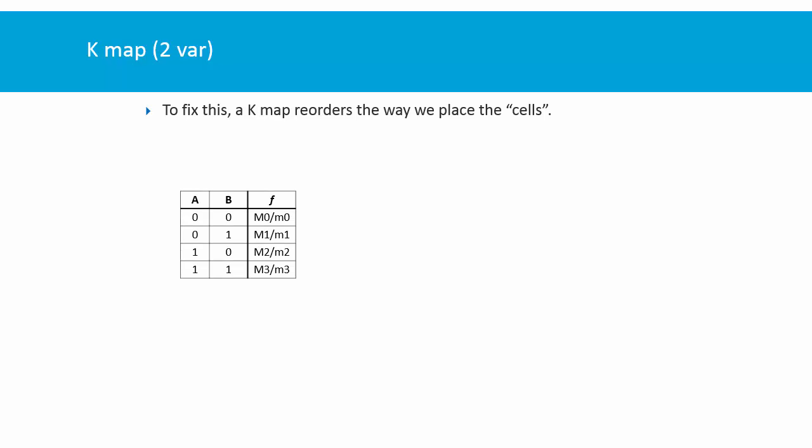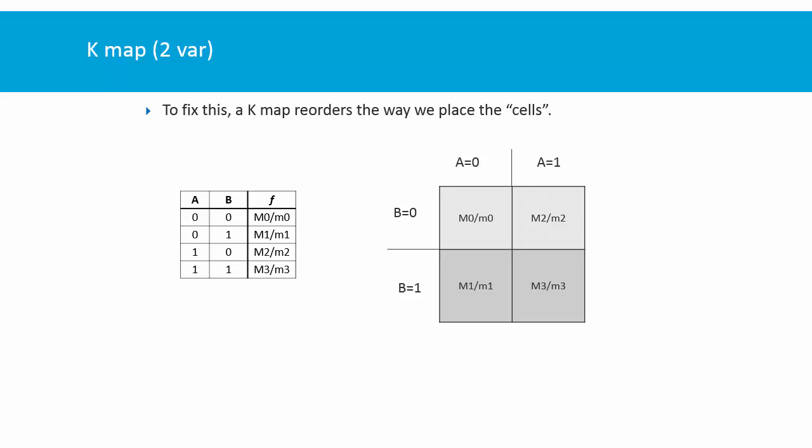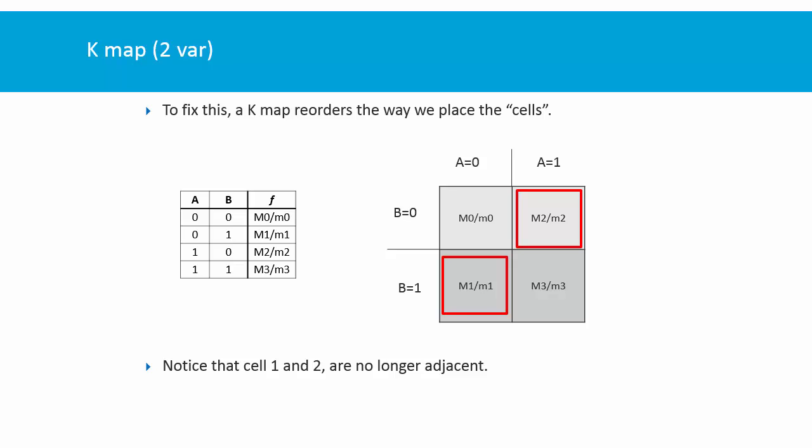Instead of ordering the cells from top to bottom, we write a matrix. In this case, it's a 2x2 matrix in which we write A equal to 0 and A equal to 1 in the columns, although it doesn't have to be in the columns, and we write B equal to 0 and B equal to 1 in the rows. And now, if you notice, cell number 1 and cell number 2 in the K-map are not together, they are separate.